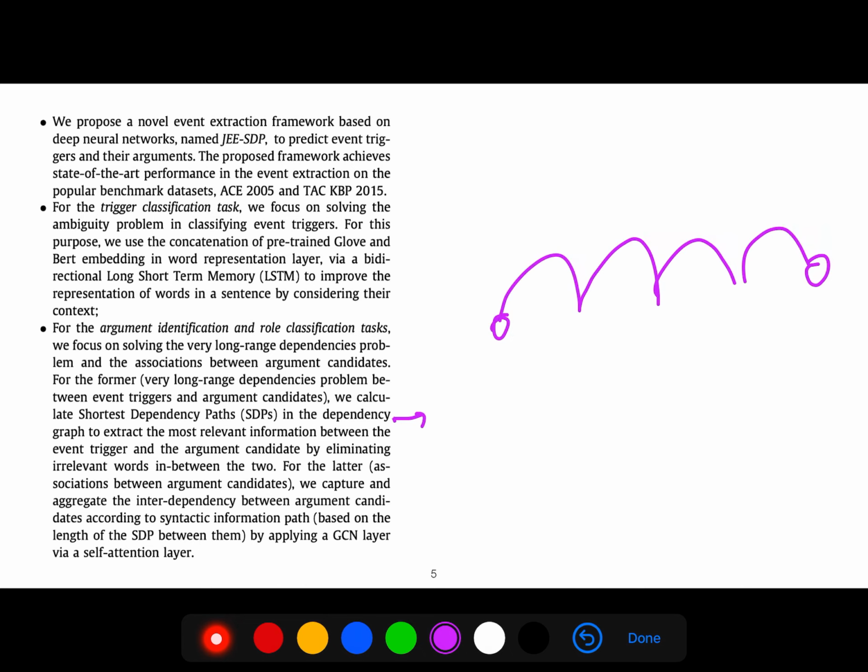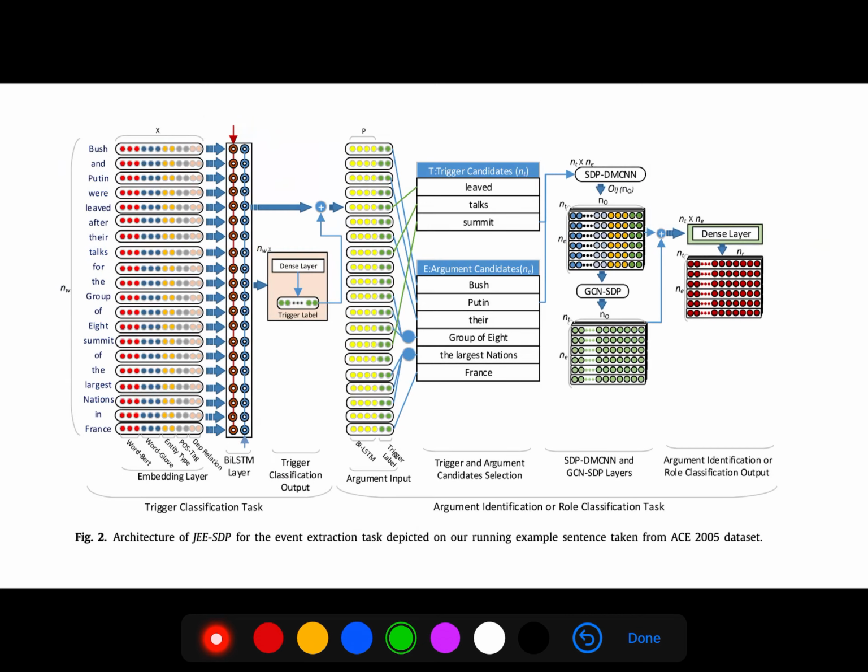The dependency. So for example, here is the event extraction example, but the dependency is very long, as you see. So it's very good to just find the shortest path. So this is the architecture that first they do trigger classification, then argument identification or role classification.